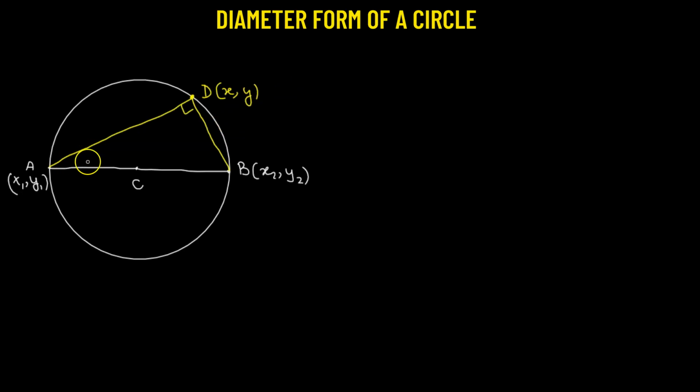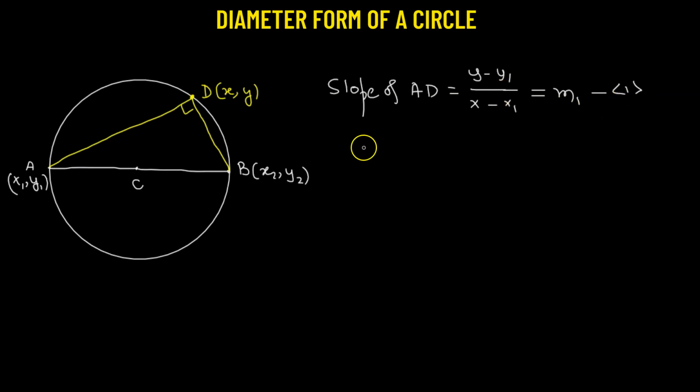Now, we'll try to find out the slope of AD. So slope of AD will be given by the ratio: in the numerator, we'll take the difference of the y coordinates, so y minus y1, and in the denominator we have the difference of the x coordinates, so that's x minus x1. Let's call it m1, and let this be equation number 1. Then we'll also find out the slope of the line BD. So slope of line BD will be y minus y2 divided by x minus x2. Let's call it m2. Let this be number 2.